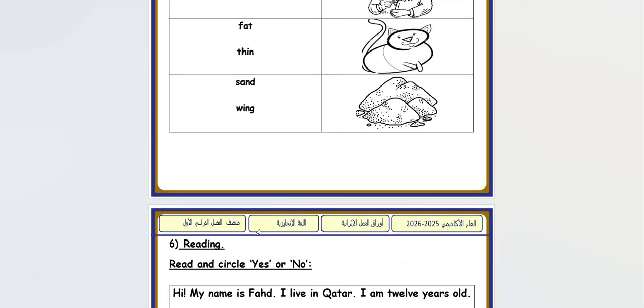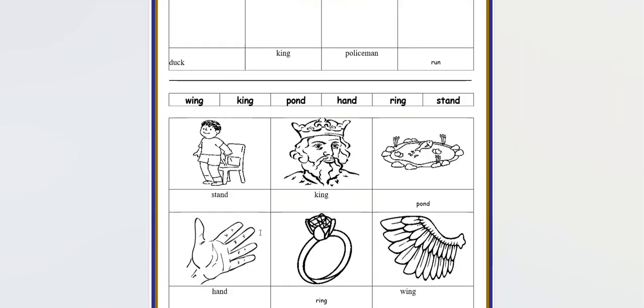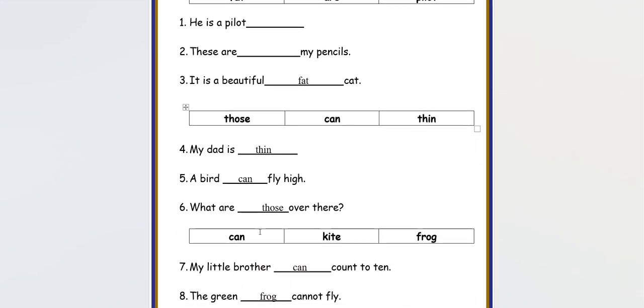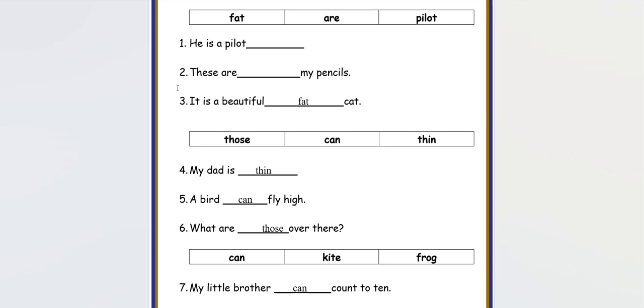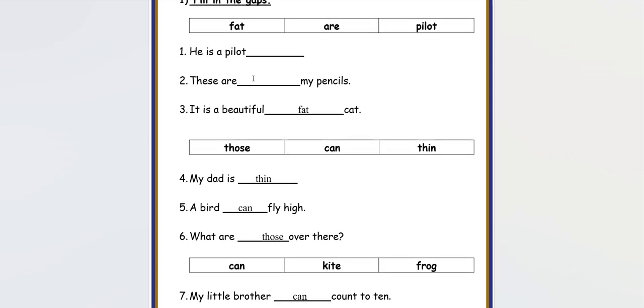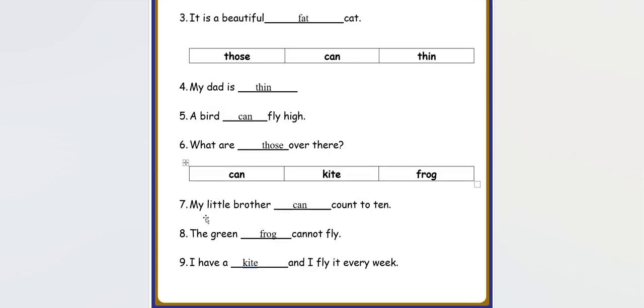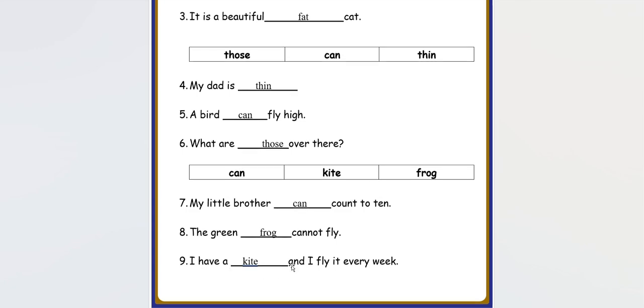Okay, let's have another look at the questions. As we said before, he is a pilot. These are my pencils. It's a beautiful fat cat. My dad is thin. A bird can fly. What are those over there? My little brother can count to 10. The green frog cannot fly. I have a kite and I fly it every week.